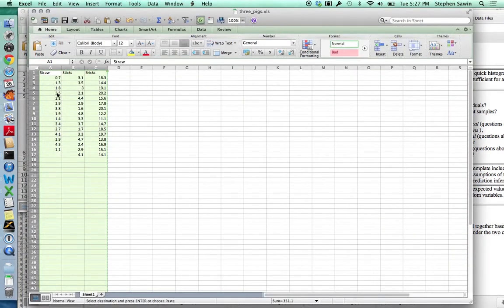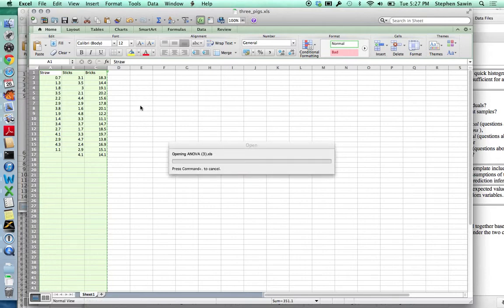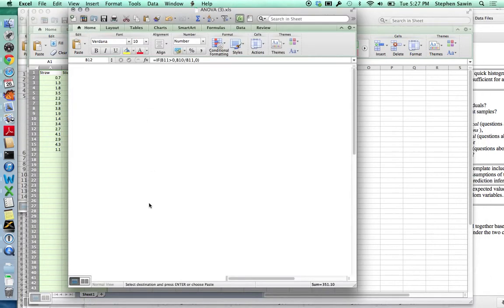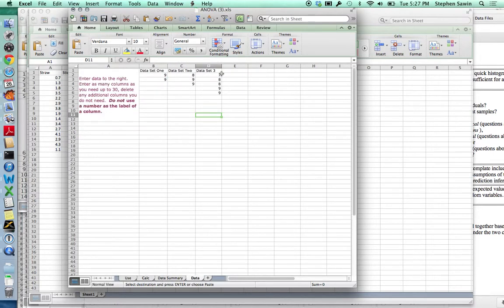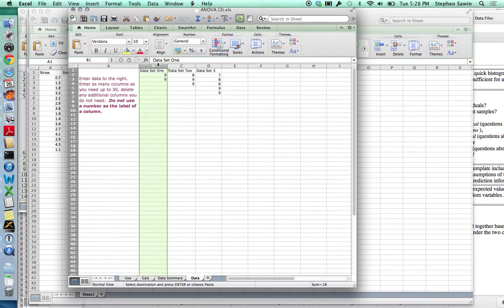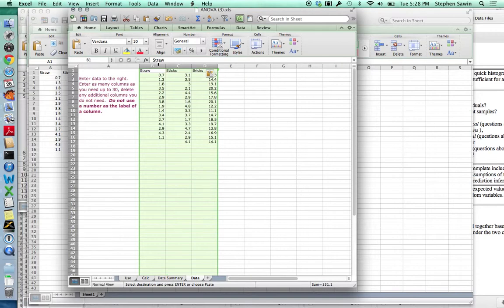We'll open up the ANOVA template, which will take a little bit of time. It has a data tab, a data summary tab, a calc tab, and a use tab. Here's the data tab, and as you can see, it's already got 3 data sets in here. It's got a little bit of instructions here. And it says don't use a number as a label of the column. We've seen that before, that can create problems. So we put our 3 columns of data in here.